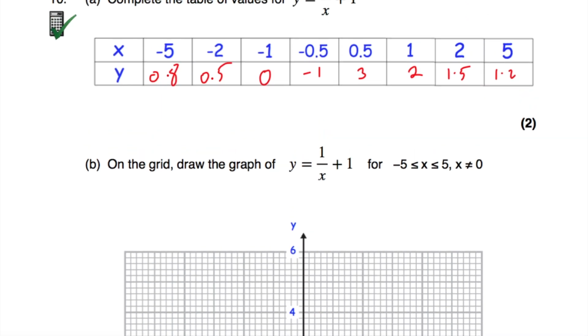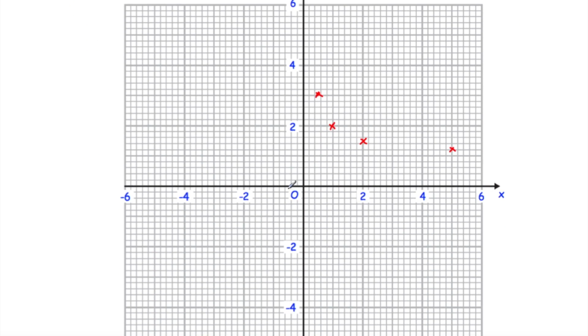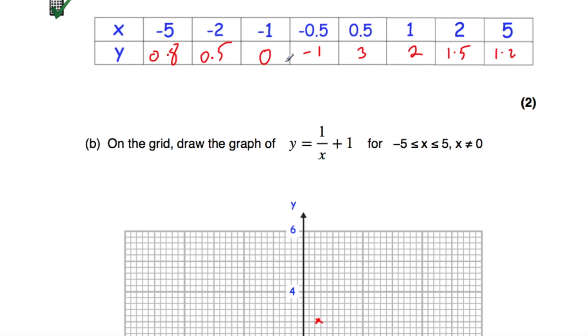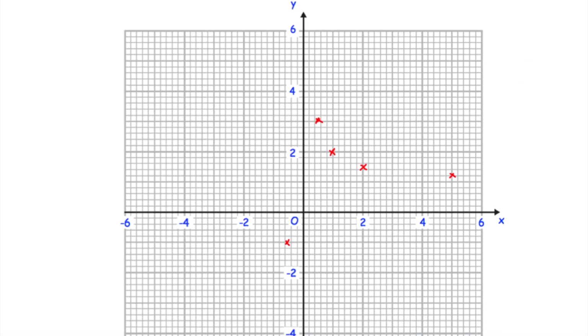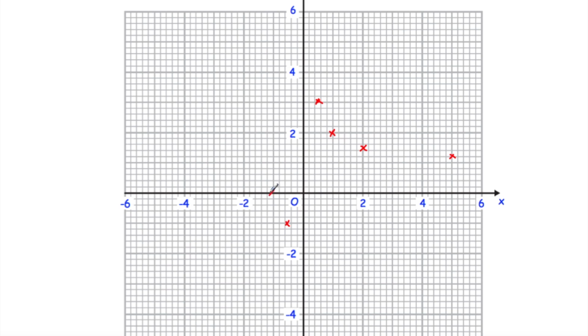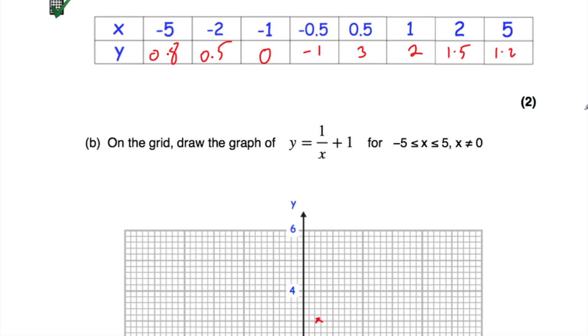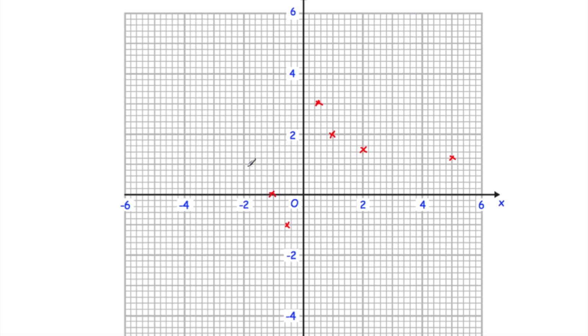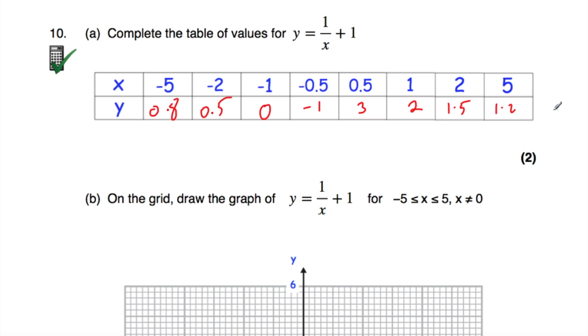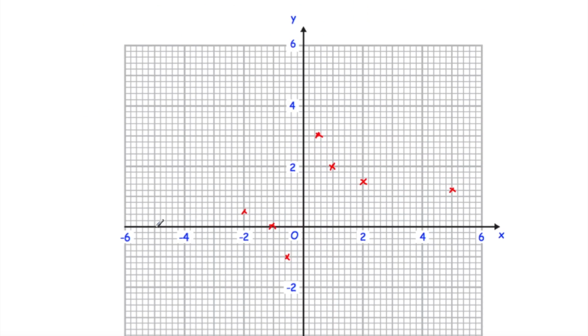Now if we have a look at the other side, we've got minus 0.5, minus 1, so minus 0.5 is there, minus 1 is there. Next, we've got minus 1, 0, so minus 1 across, 0 up, so that'll be there. Our next one is minus 2, 0.5, so minus 2 across, 0.5 up will be there. And then finally, we've got minus 5, 0.8. So minus 5 is there, 0.8 would be there. So we've plotted our points. Now we just need to do our curve through them.